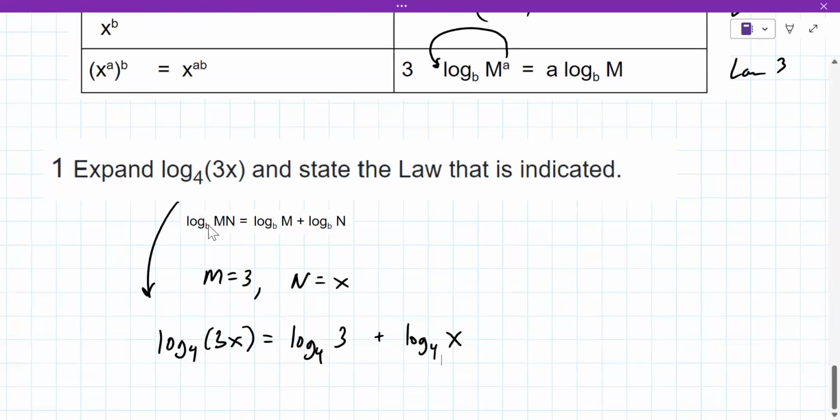All right, so notice that the base b stays the same throughout. And notice that the product multiplication becomes a sum. And this is law 1. And that's the way your instructor is looking for you to present your answers here.